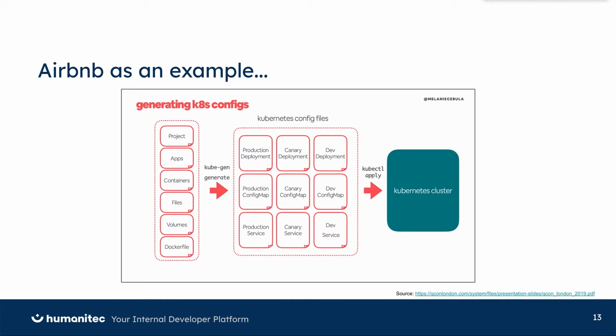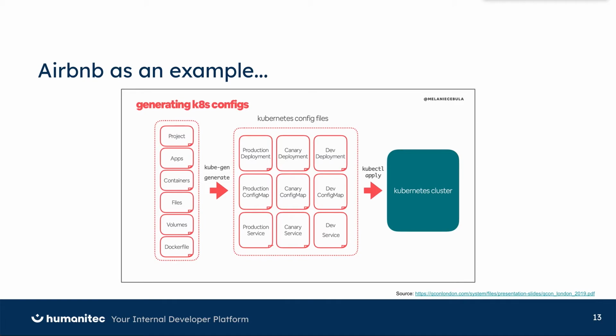But if we look here, the basic principle is that the developers are working on the left with things they understand. They're working with projects, apps, containers, files, volumes, and the Dockerfile to pull everything together. Then their platform has a tool in it called KubeGen, and that takes all of these things and generates the whole mess of manifests that are required in order to actually deploy something to Kubernetes. And then the last part of the process is an automated step where they basically do a kubectl apply to get things into the cluster. But the important thing is that the interface for the developer is a load of things that's familiar to them. So concepts and configuration that they understand and exist in the domain of what they're working in.